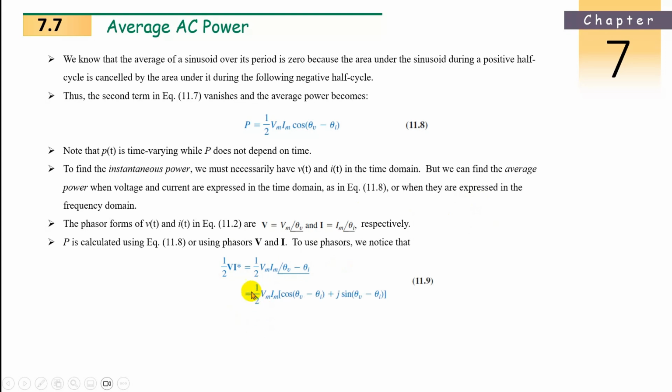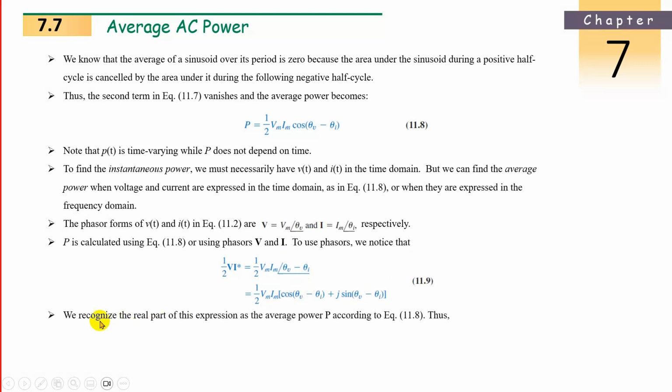Now I can write this in the previous equation. How can I write it in complex terms? Because this is in polar form, convert this polar form into rectangular form. Cos and sine will come here. So half Vm Im as it is, one is the cos term, one is the sine term: cos(theta V minus theta I) plus j sin(theta V minus theta I). Converting polar to rectangular.